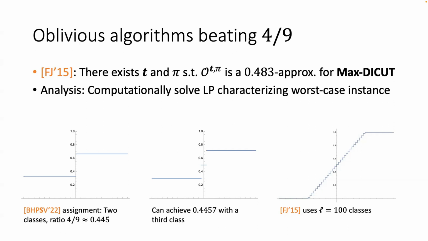The way they did this was they come up with this function in some way, and then you can characterize the worst case instance for such an algorithm using a linear program. So they write down some big linear program and solve it, and then say the value of this LP is 0.483, and therefore this algorithm gets at least a 0.483 approximation.